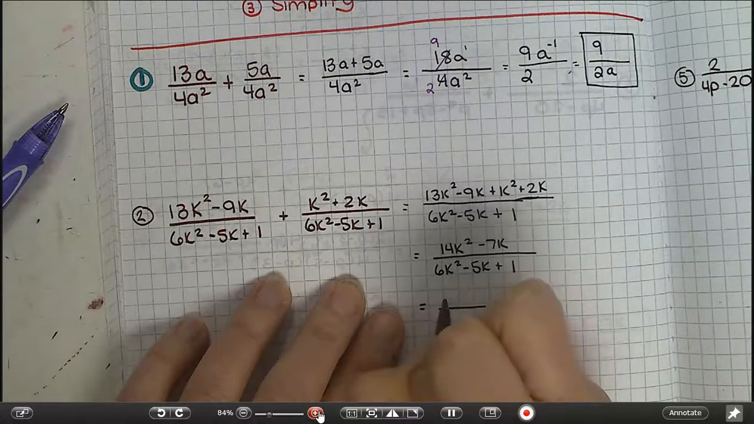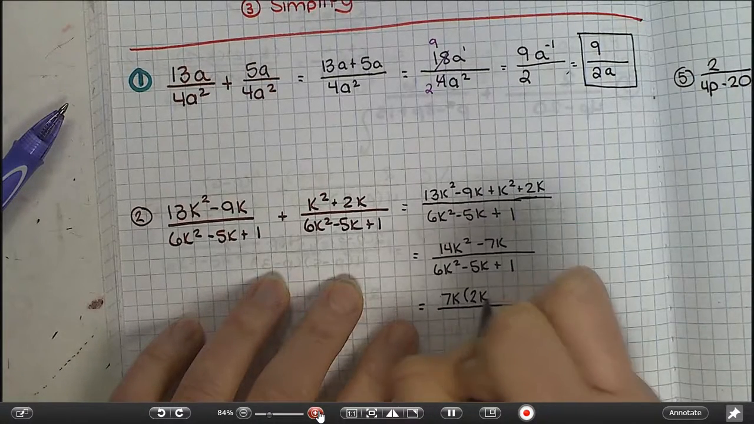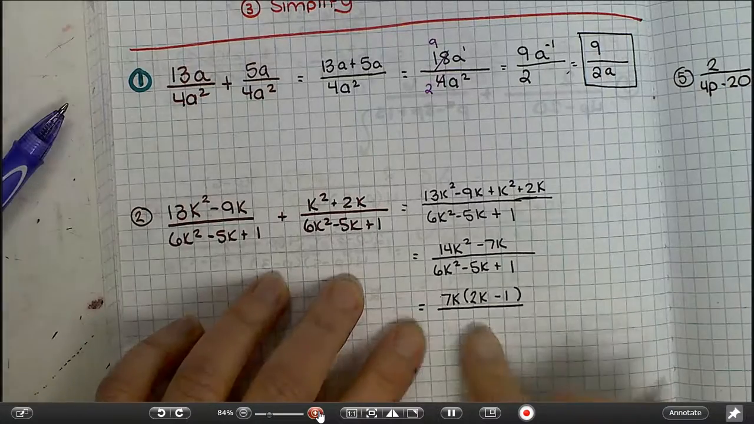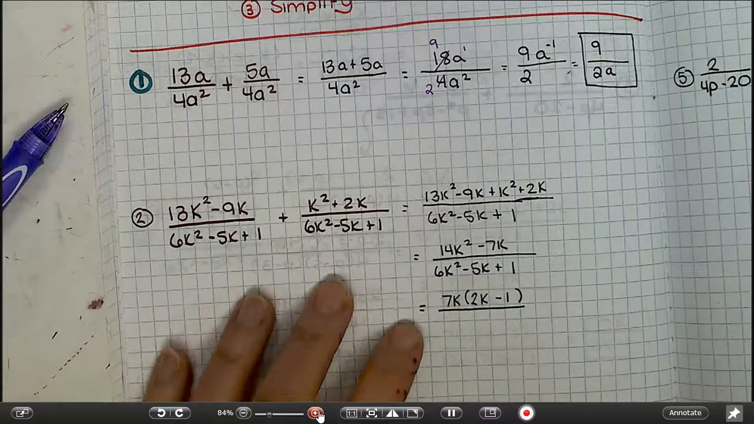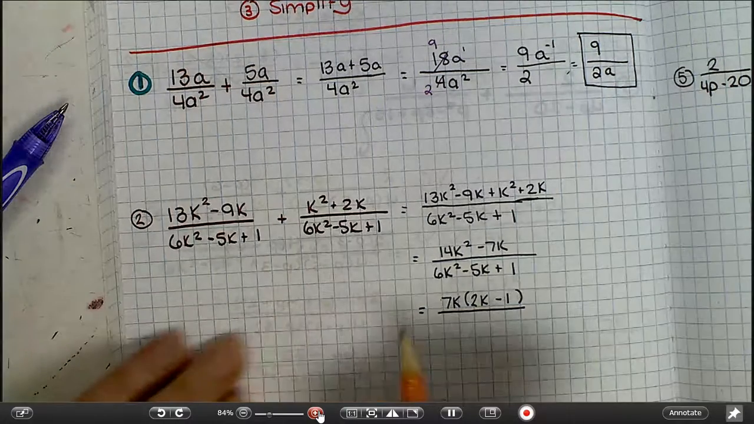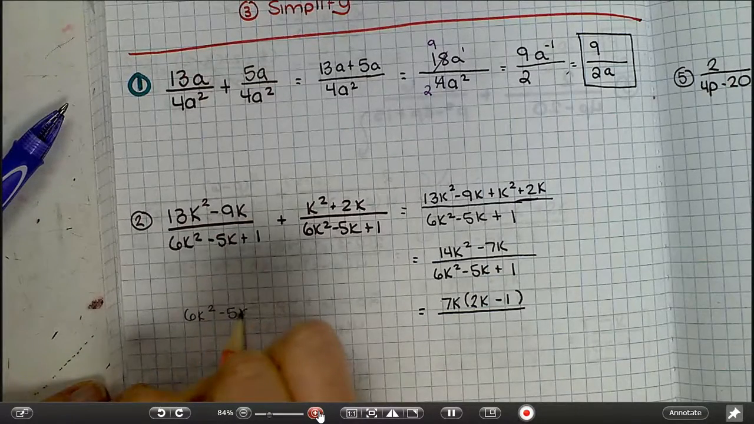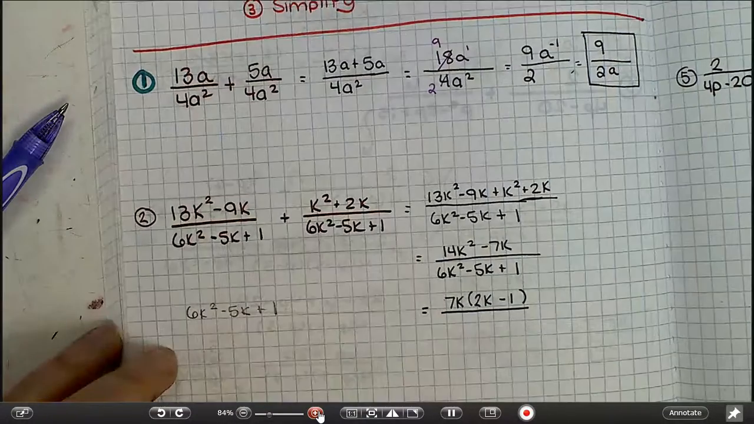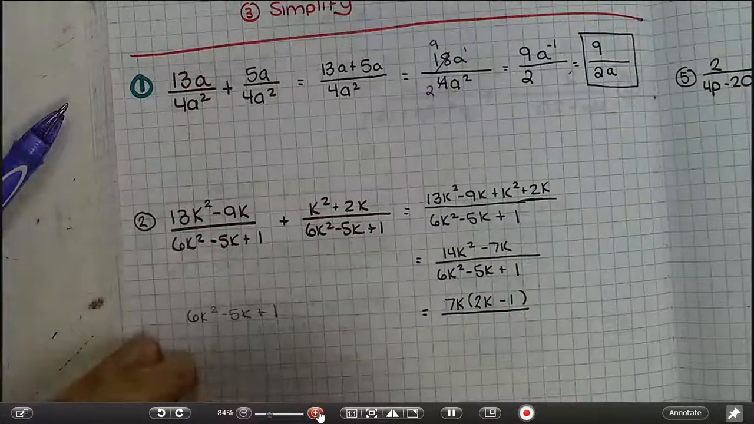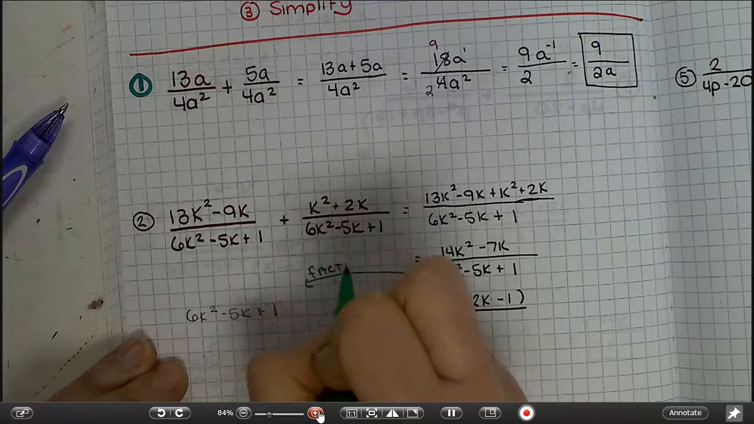So hopefully you factored out 7k from the numerator, and you are left with 2k minus 1. The denominator, though, is a little bit more of a complicated factoring situation. So we're going to take that out to the side to factor it. So 6k squared minus 5k plus 1. Again, we're going to take this out to factor, just because we need a little bit of room.